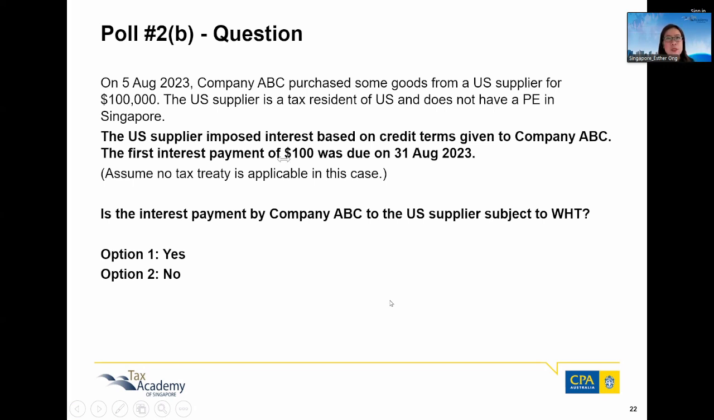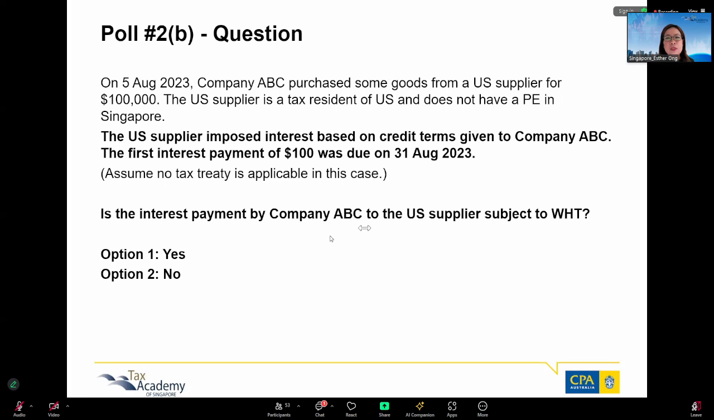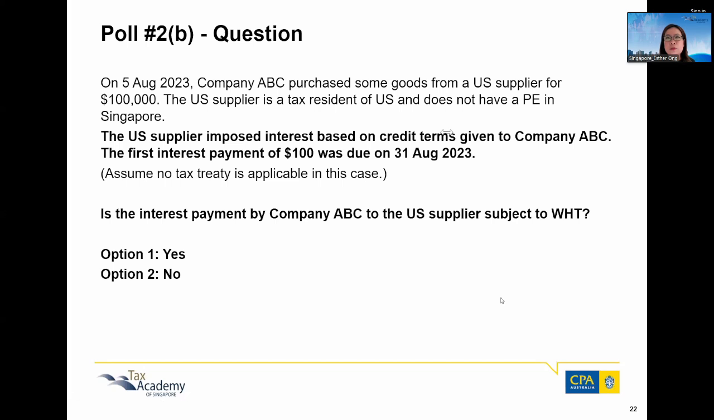The first interest payment of $100 was due on 31st August 2023. Assume no tax treaty is applicable in this case. Is the interest payment by company ABC to the US supplier subject to withholding tax? Option 1, yes. Option 2, no.